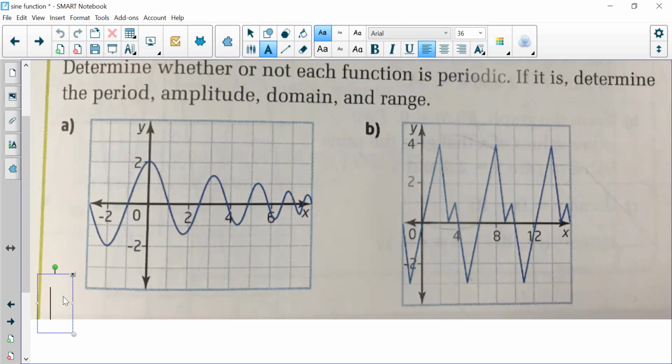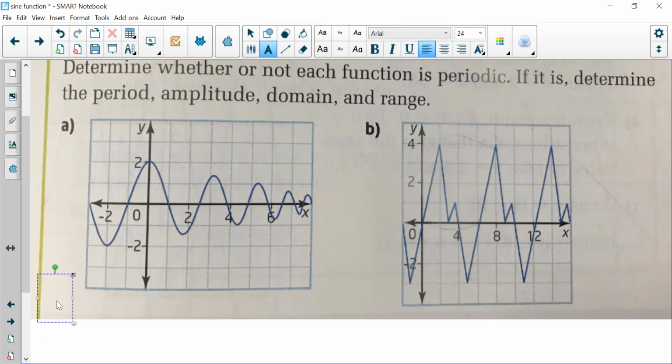Like for B, the line stays the same. It goes up and down in the same motion a bunch of times. But in A, it's going at different rates, I guess. Exactly. So you're looking to see if the graph repeats exactly the same.